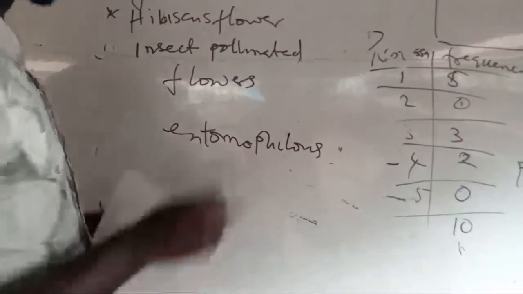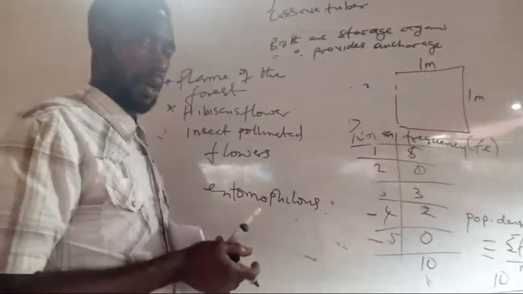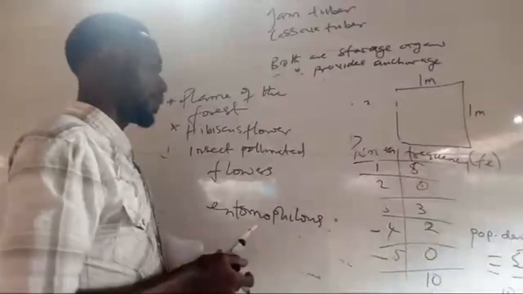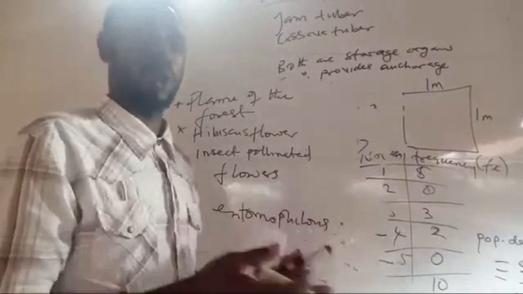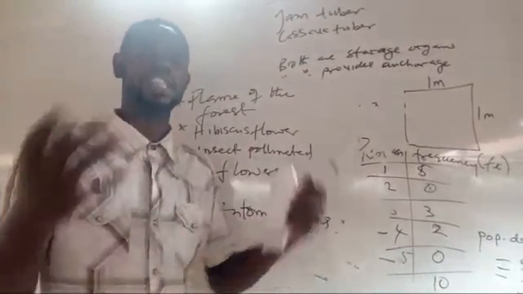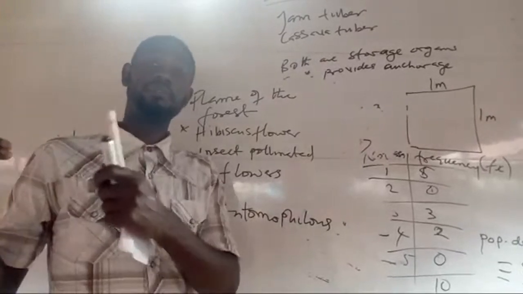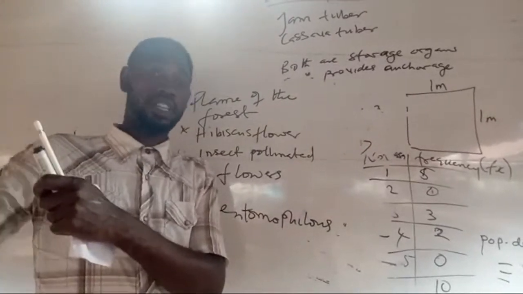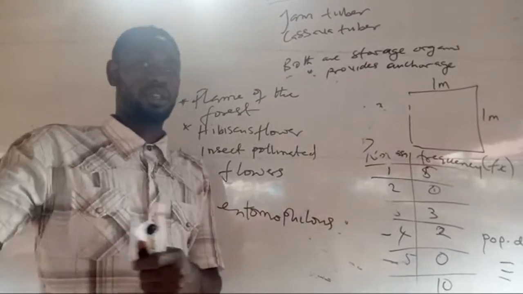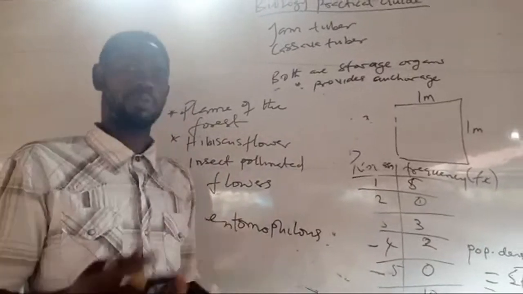So what are the features? When I say the features of entomophilous flowers, I'm giving you the similarities between the flame of the forest and also the hibiscus flower. One of the features of entomophilous flowers is that they are conspicuous. Conspicuous meaning they are obvious, they are visible, they can be found, they are not hidden, they are not tiny. Unlike the anemophilous flower, like you can see in the male inflorescence of a maize plant, and some other amaranthus flowers, which are actually tiny. This is the opposite of entomophilous. They are visible, they are pronounced.